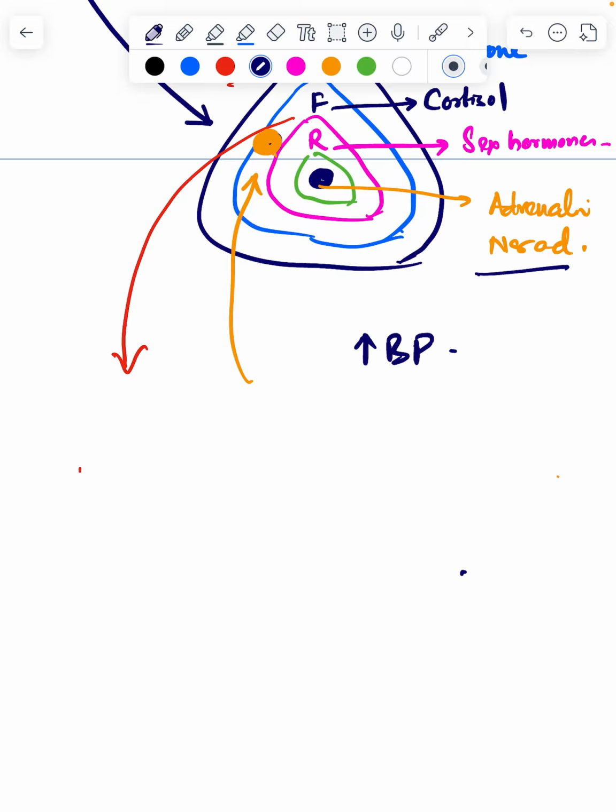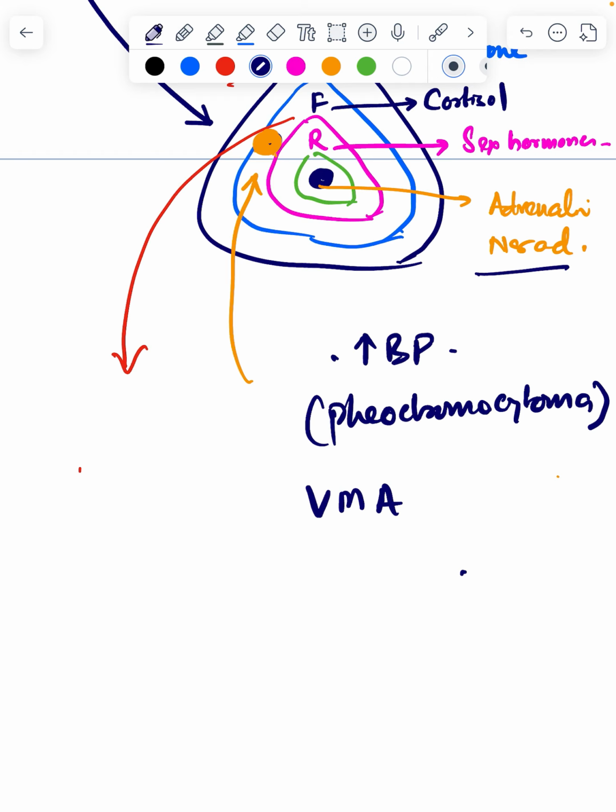Increased blood pressure in pheochromocytoma. So increased blood pressure, diabetes, sweating, associated neurofibromatosis. Blood picture is adrenaline increased, noradrenaline increased. So what do you measure in this? Vanillylmandelic acid. This is the question, 24 hours VMA.